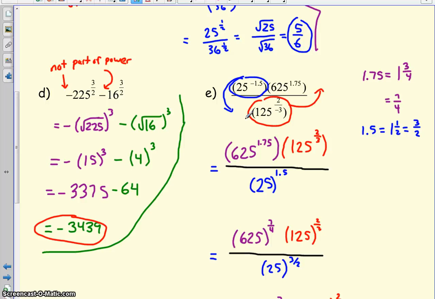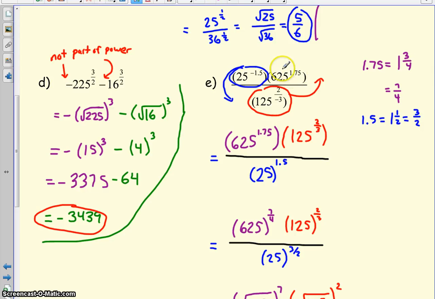So then for this first line right here, you'll see the 625 to the exponent 1.75 is staying put. But the 125 to the exponent of 2 over negative 3, which is the same thing as negative 2 over 3, moves up to the numerator and becomes a positive exponent. And the 25 to the exponent of negative 1.5 moves down to the denominator and becomes a positive exponent. So that took care of the negative exponents.